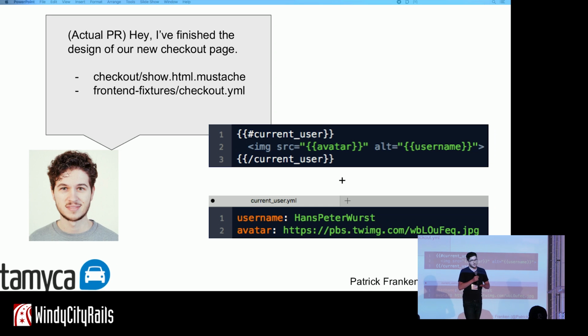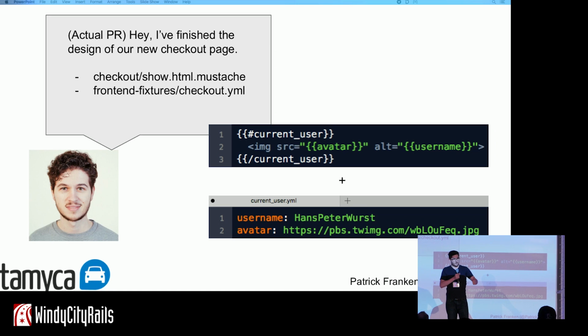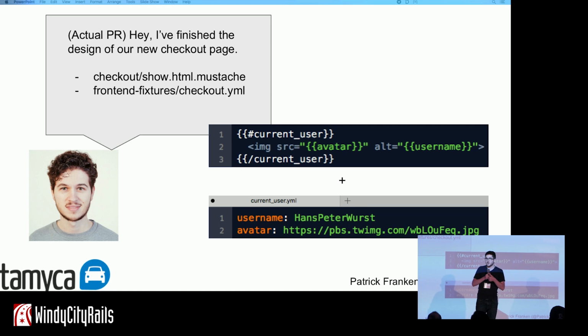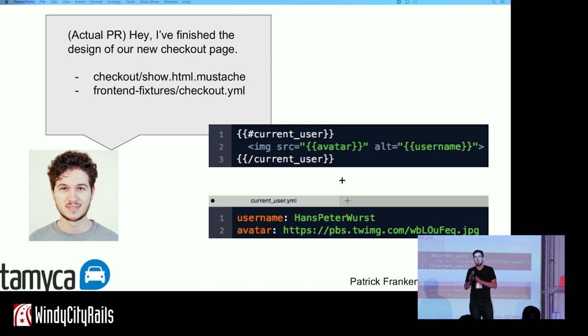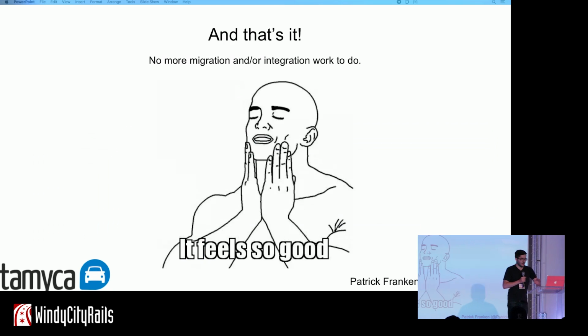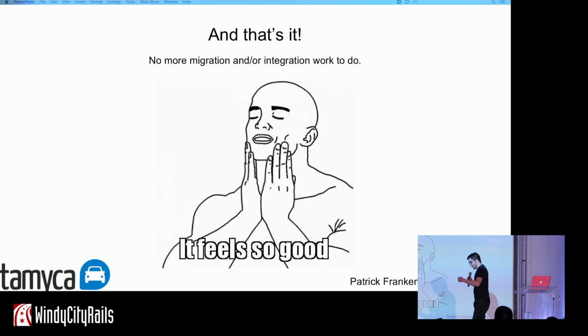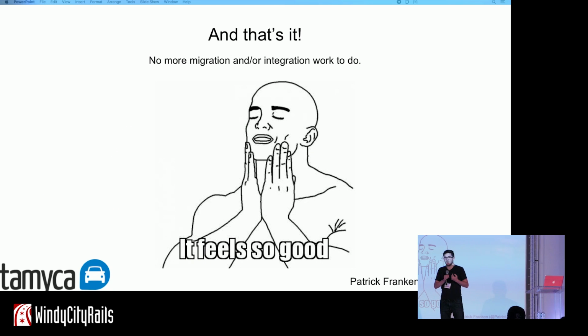And I ask myself, in this example, first thing, do I have current user in this controller? Yes, that's the case. Then, do I have username and avatar? Yeah, both, right. So I know when I merge this change from Bob, it immediately will work within our Rails application. And this is really handy because there is no migration or integration work to do.